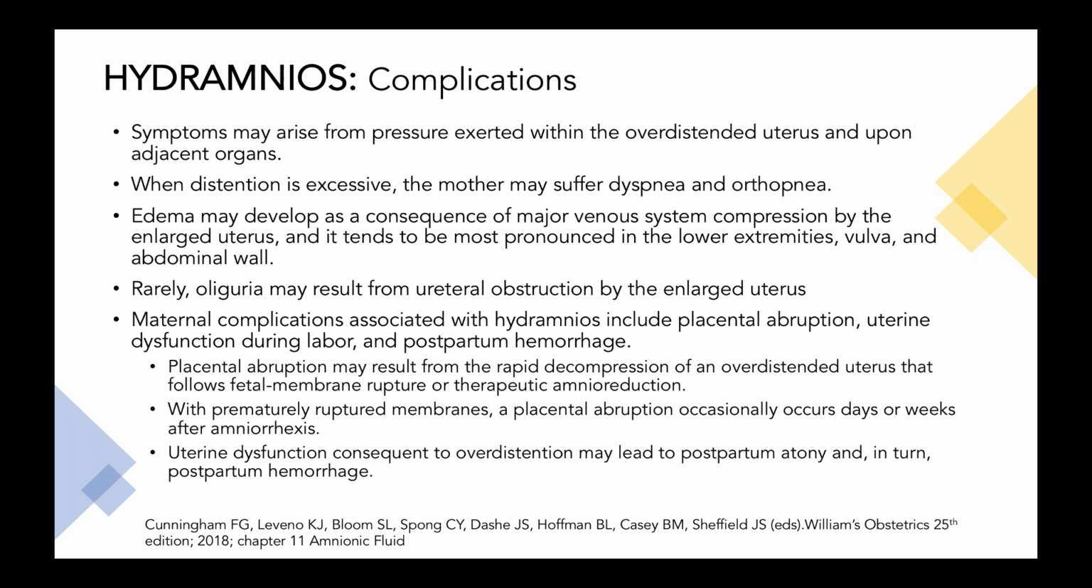Maternal complications associated with hydramnios include placental abruptio, uterine dysfunction during labor, and postpartum hemorrhage. Placental abruptio may result from rapid decompression of an overdistended uterus that follows fetal membrane rupture or therapeutic amnioreduction. With prematurely ruptured membranes, a placental abruptio occasionally occurs days or weeks after amniorrhexis. Uterine dysfunction consequent to overdistension may lead to postpartum atony and, in turn, postpartum hemorrhage.